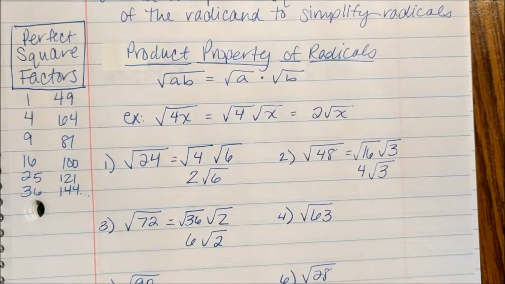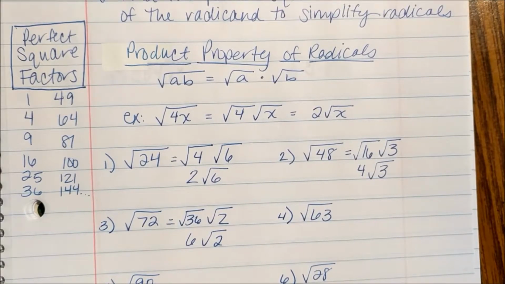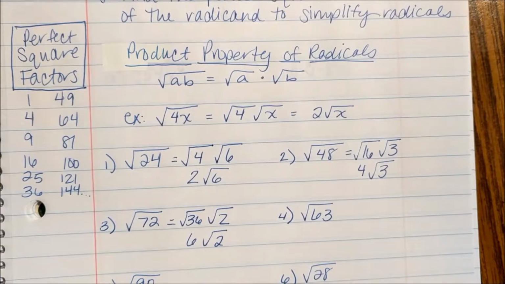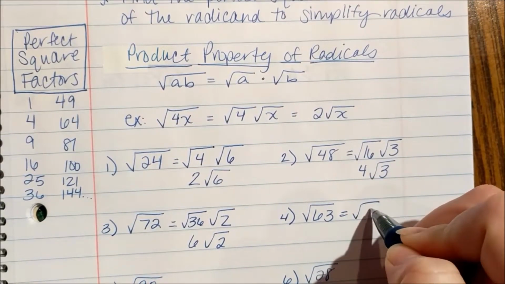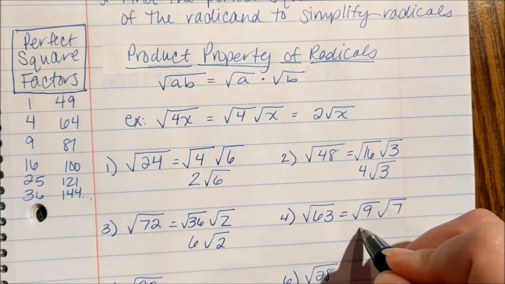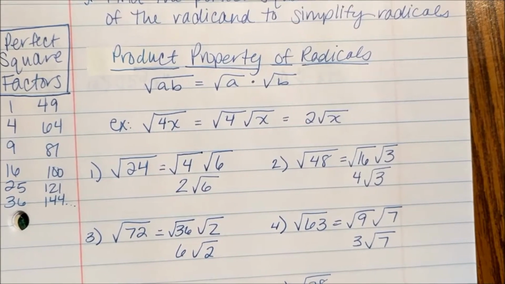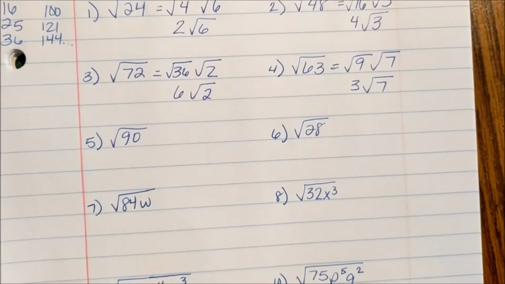In number 4, the square root of 63. Think about factors of 63. Think about numbers that multiply together to give 63 that are perfect squares. You should be looking for 9 and 7. Square root of 9, square root of 7. We picked 9 because 9 is a perfect square. The square root of 9 is 3. So 3 square root of 7 is the simplest radical form of square root of 63. Take a look at 90.